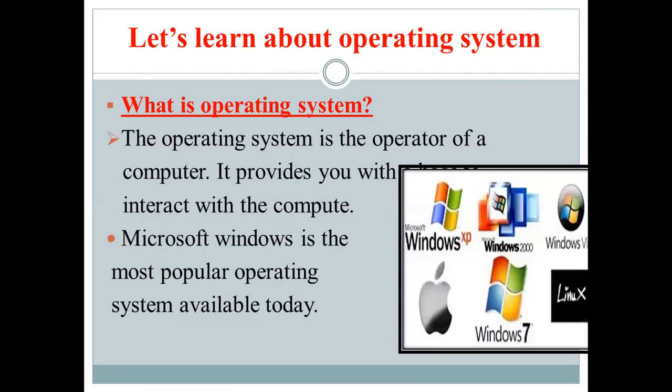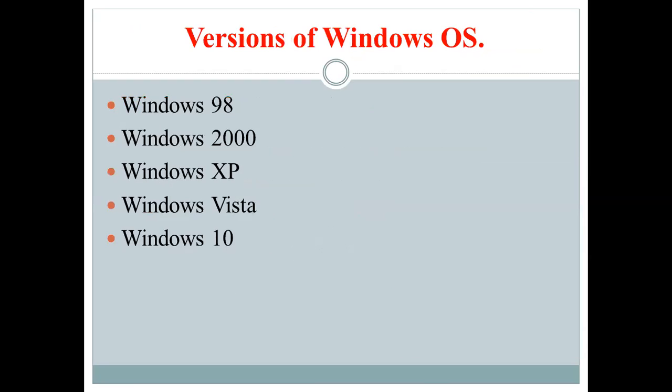Nowadays, most of the people are using Microsoft Windows, the most popular operating system available today. You can see some versions of Windows operating system: Windows 98, Windows 2000, Windows XP, Windows Vista, and Windows 10.